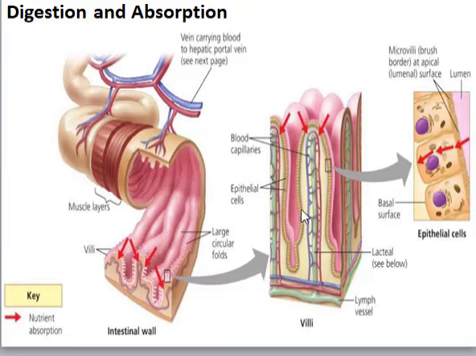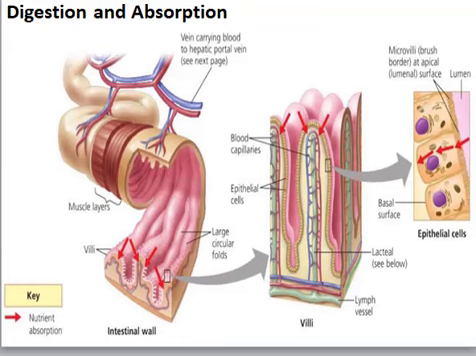Each villus contains blood vessels and lymphatics that aid in the absorption of nutrients from inside the cell into the bloodstream. Also, each villus contains millions of microvilli. These microvilli increase the surface area, so they increase the absorptive surface.